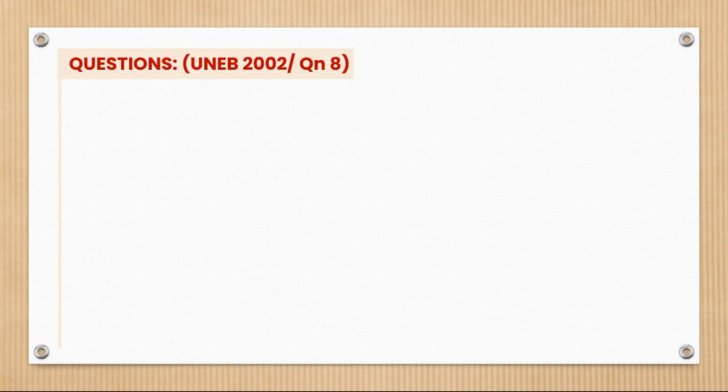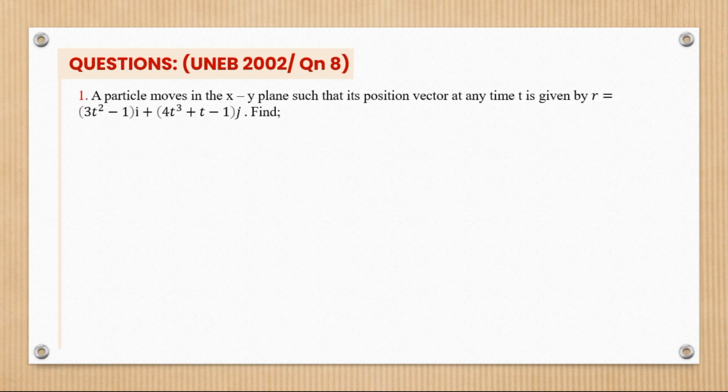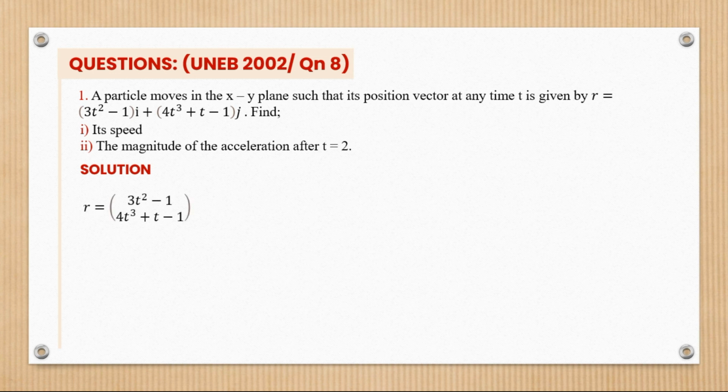The first example is a question from UNEB 2002, question number 8. I've been told that a particle moves in the xy plane such that its position vector at any time t is given by r equals (3t squared minus 1)i plus (4t cubed plus t minus 1)j. I've been told to find its speed, that's part 1, and part 2, the magnitude of the acceleration after time t equals 2 seconds. So how are we going to solve this? First of all, we've been given the position vector r. So I want to find its speed.